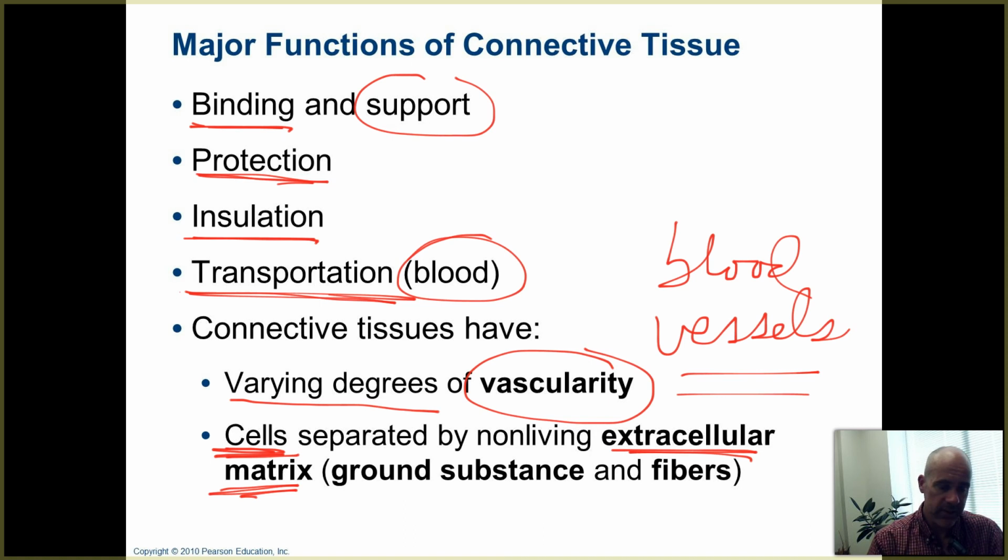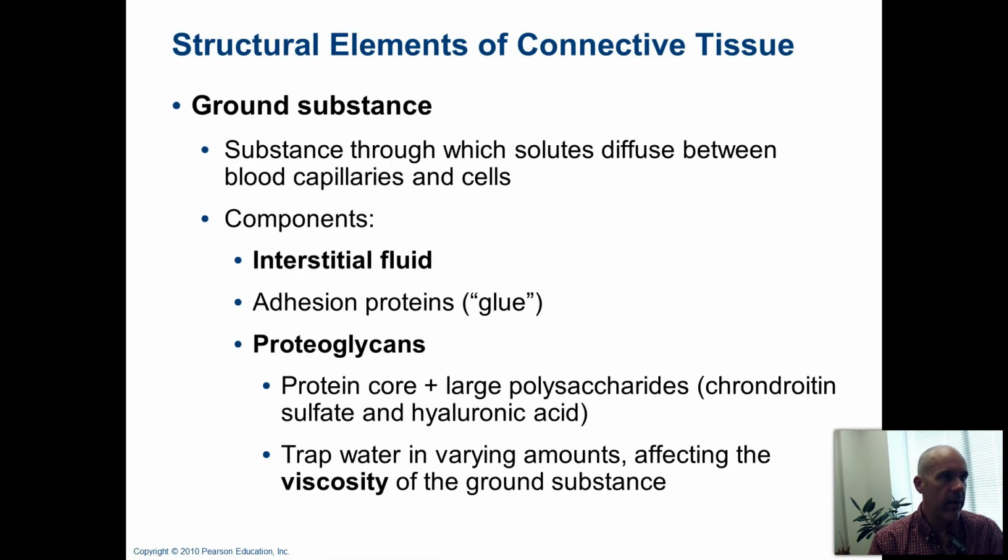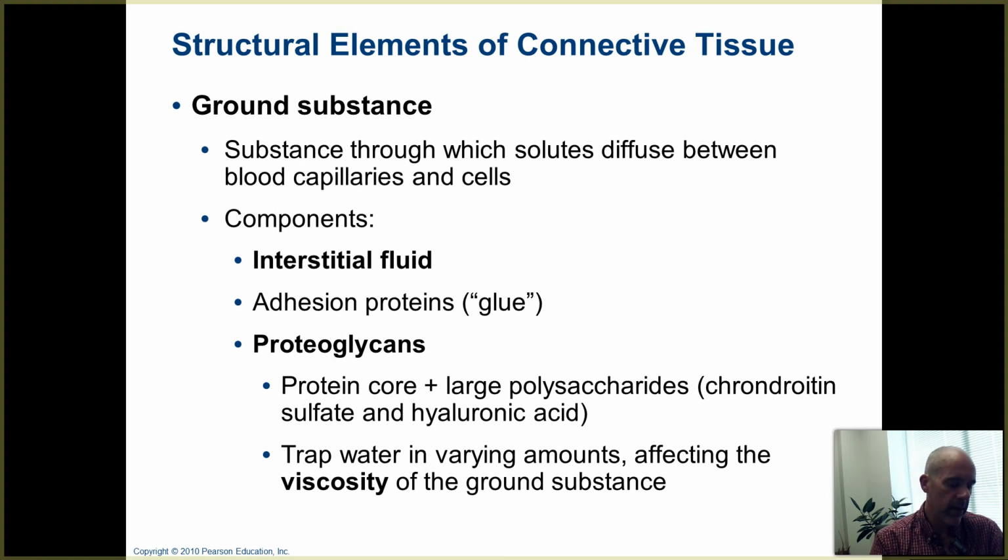The matrix consists of 2 different types of things. This has kind of a weird name: ground substance and fibers. And so we'll see more about what that's referring to. What in the world do we mean by ground substance? That's kind of a weird name.